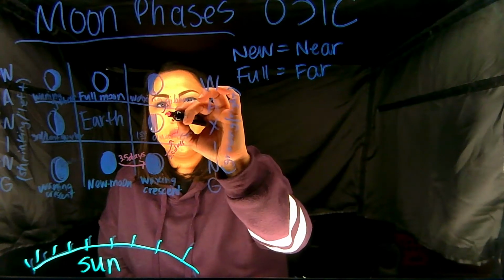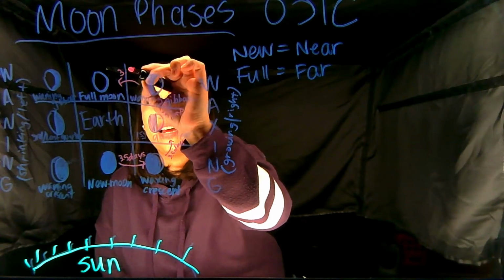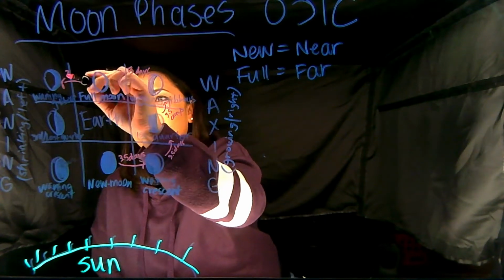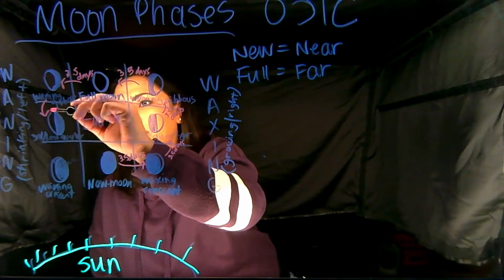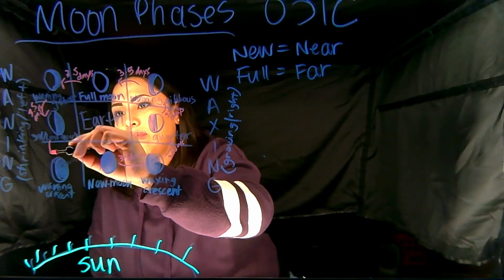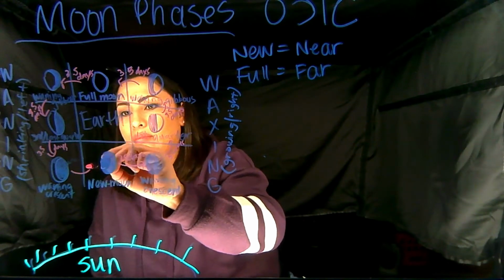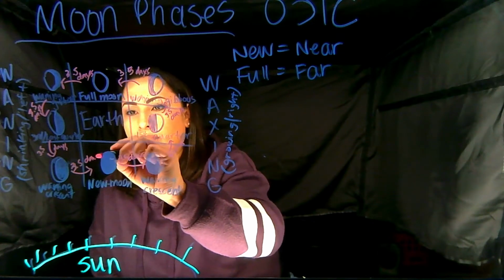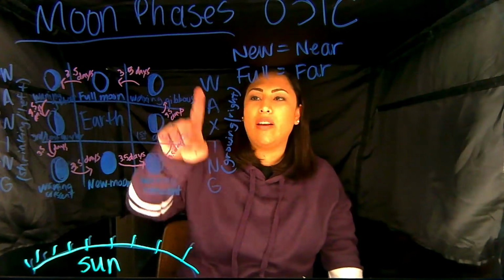So we're going to do this on every phase. Here to here. How long is this going to take? 3.5 days. Here to here. Okay, so now we know 3.5 days, and on and on and on.